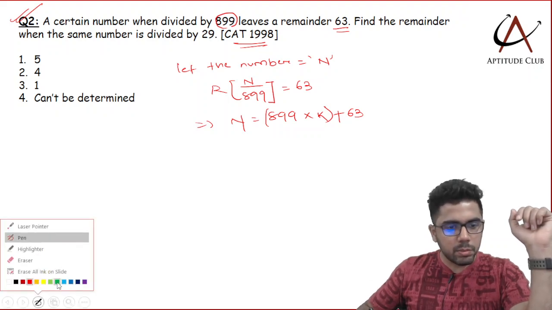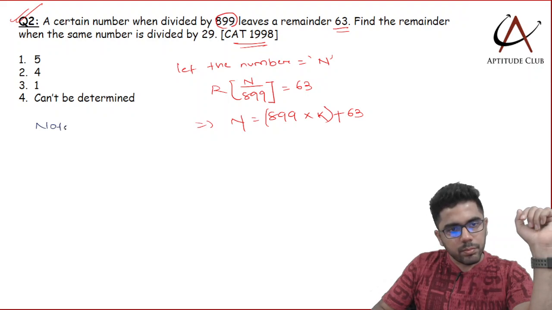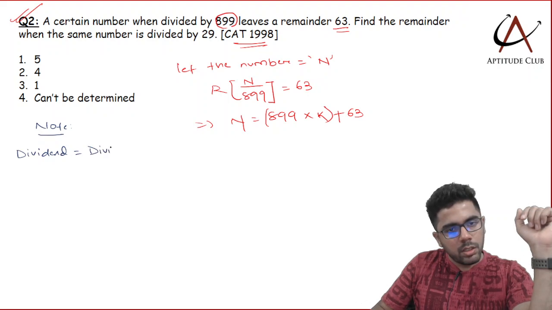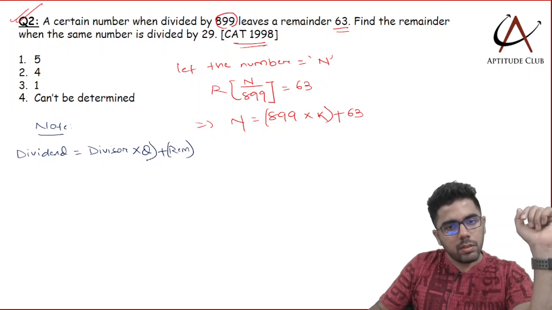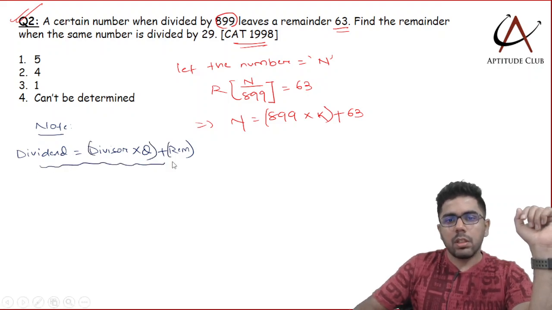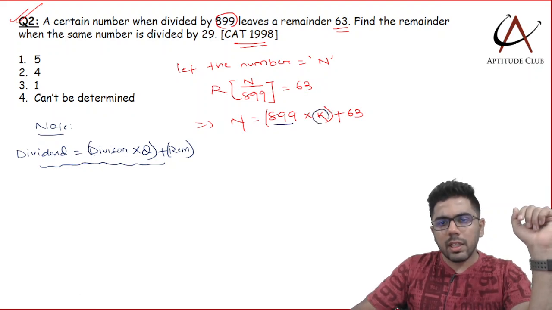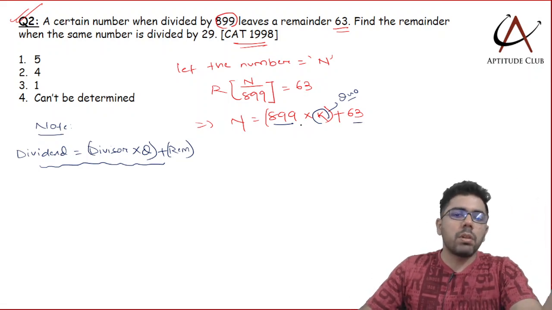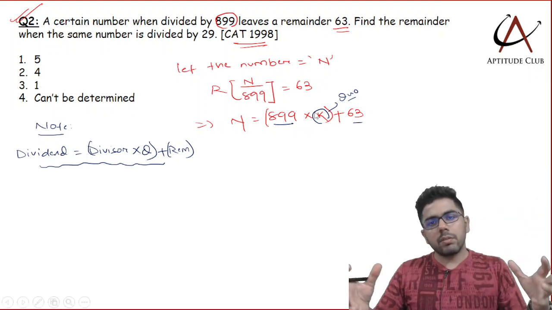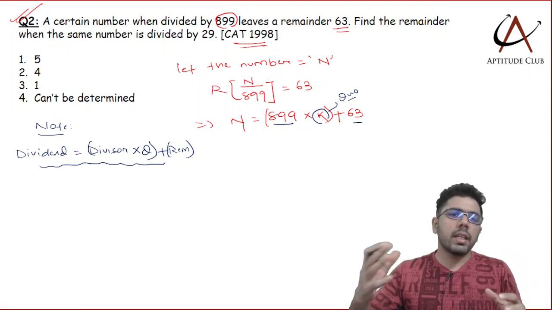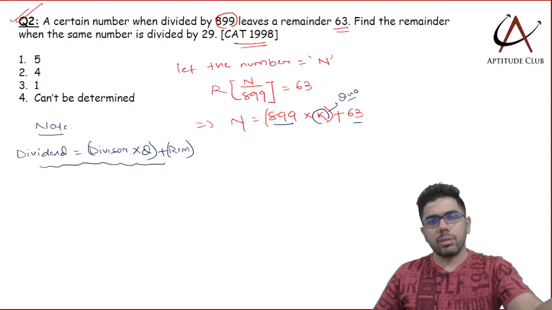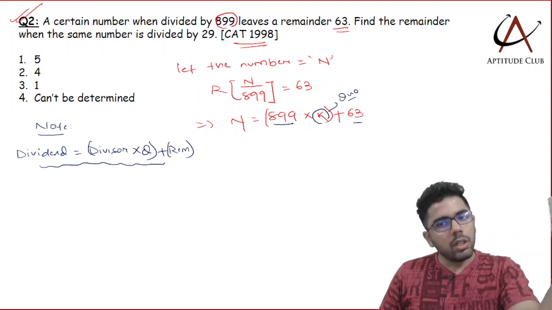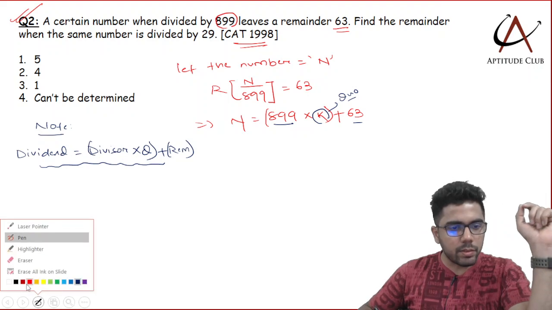How did I arrive at this principle? We'll use the simple logic that dividend is divisor into the quotient plus remainder. ये principle तो सबको पता होगा. So n is your dividend, it is divisor. K, let us say, is any quotient. We don't know what the quotient is, doesn't matter also. But it is 63 more than a multiple of 899. तो जब 899 से divide किए मतलब continuous subtract कर रहे हो, 899 subtract करते जा रहे हो, last you are left with 63 and you couldn't subtract any longer. So remainder is 63. So this is the value of n.